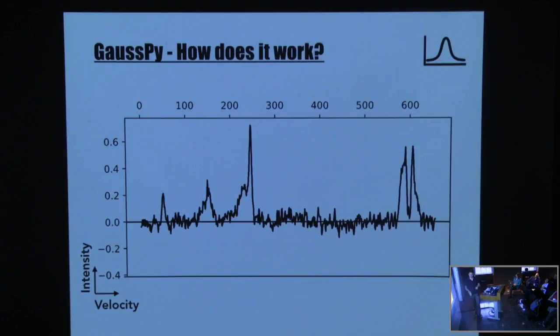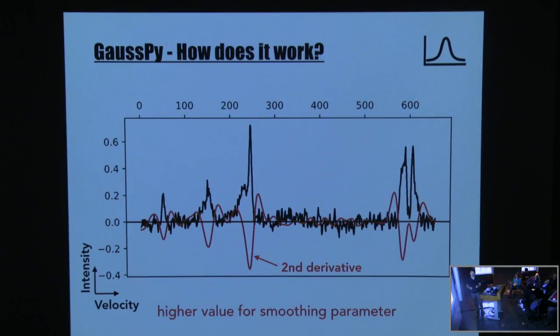But how does it work? So you see here a typical spectrum, velocity on the x-axis, intensity on the y-axis, of a spectrum of the GIS data. And GaussPy uses higher derivatives, so basically it finds extreme values, it goes up to the 4th derivative. To do this, you want to smooth the spectrum because otherwise you will hopelessly amplify the noise that is here in the spectrum. And now you have to find out how to best do this.